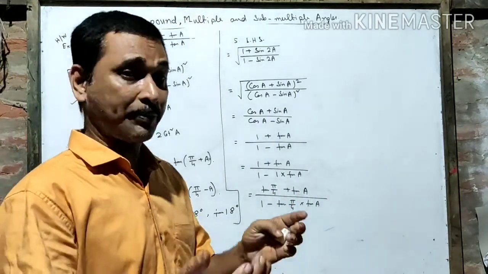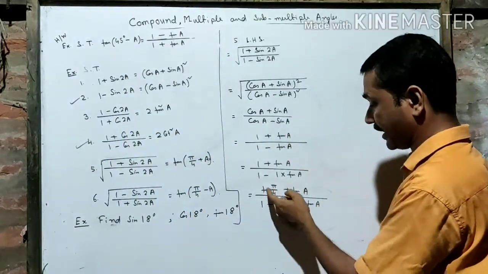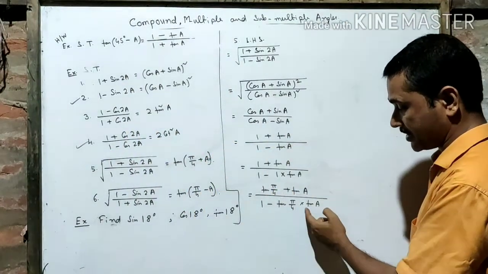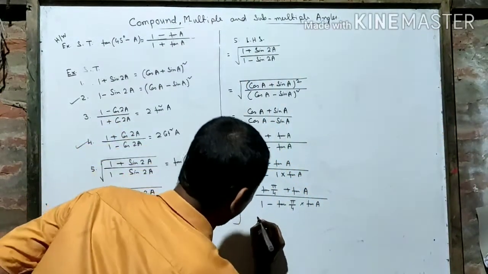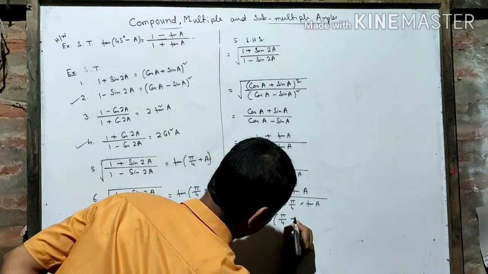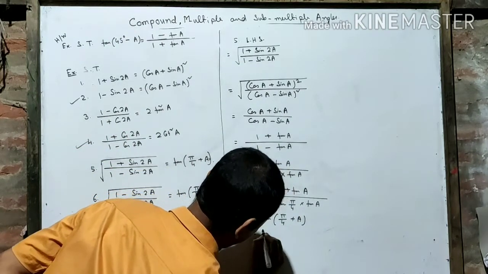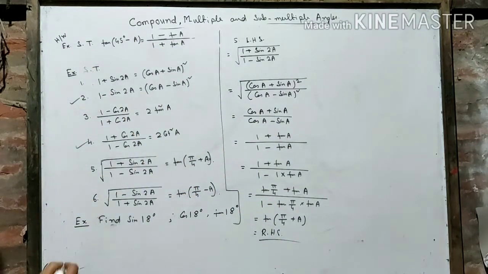Okay, I told you we have to remember the formula from both sides. You see here, tan a plus tan b divided by 1 minus tan a tan b. What is that? This is tan of a plus b. So we may write tan of, what is a? A means pi by 4. What is b? B means a. So this is the right hand side. Okay. Like this, we can prove it.